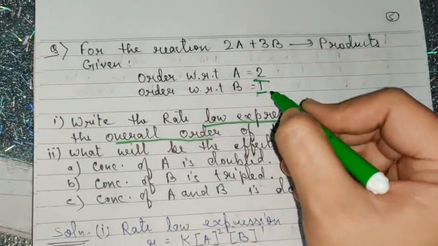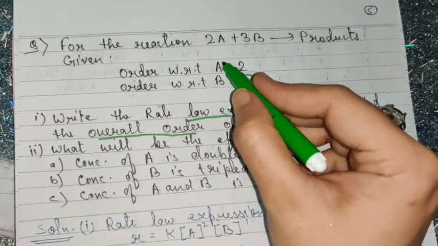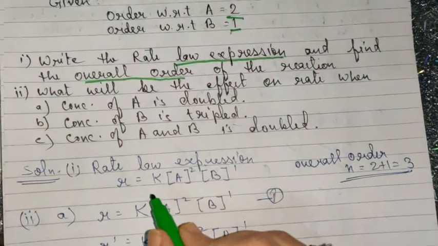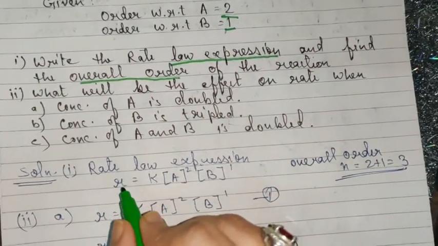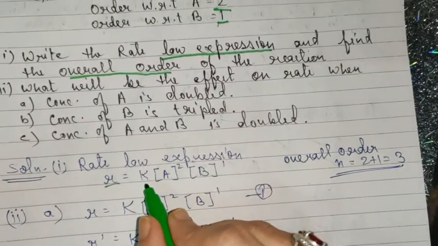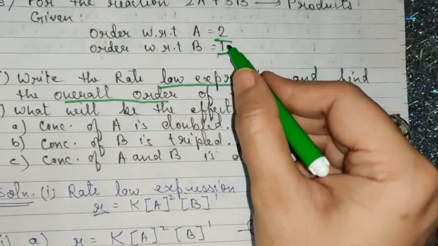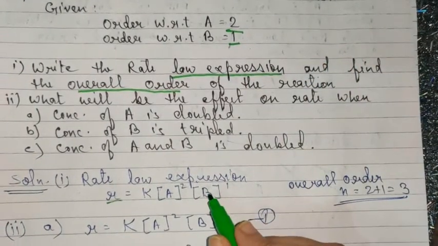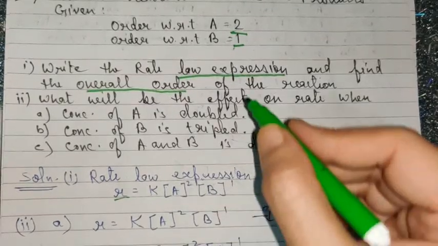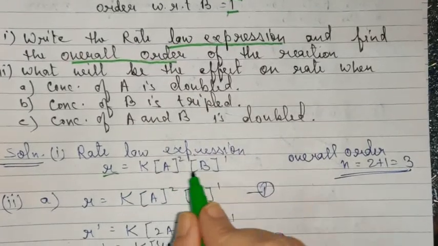The best thing given to you in the question is the order of the reaction with respect to both the reactants involved. When you know the order, you can very easily write down the rate law expression. As you can see here, the rate is equal to K, which is the rate constant, into concentration of A raised to the power 2 because the order with respect to A is 2, and into concentration of B raised to the power 1 as the order with respect to B is 1. So this is very simple. You can see the rate law expression is mentioned here.